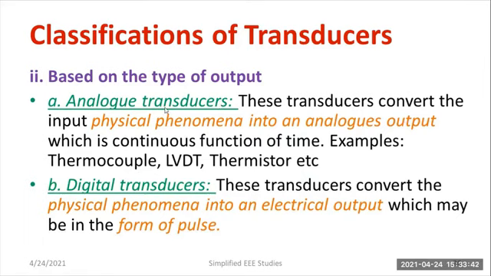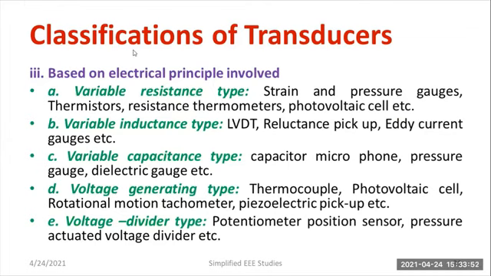However, analog transducers are most commonly used. Some kinds of encoders belong to digital transducers. And analog transducers are cheap compared to digital type transducers. But there are a lot of advantages for digital transducers regarding accuracy.